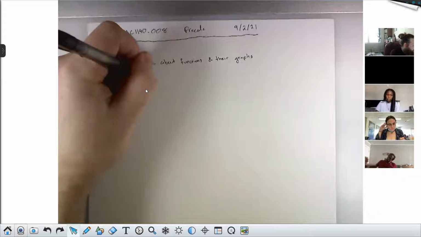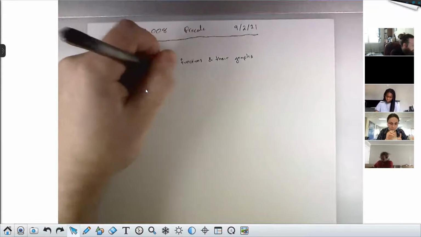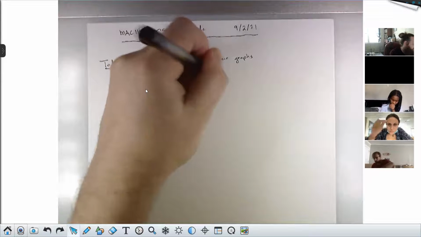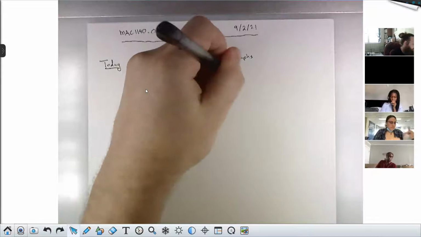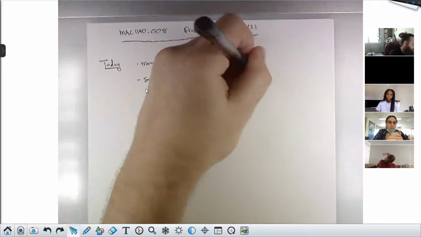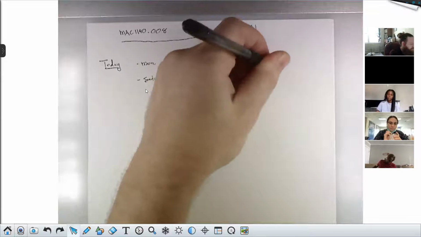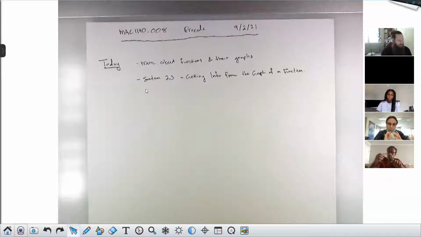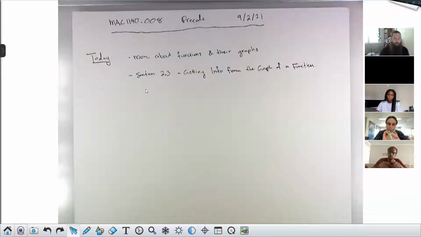Specifically, we're going to look at section 2.3, which is on getting information from the graph of a function. So for example, I've shown you some ways to find domains, right? Just using algebra. Look for those red flags, solve the corresponding equation or inequality. If you happen to have a very good graph of your function, you can also find the domain that way.